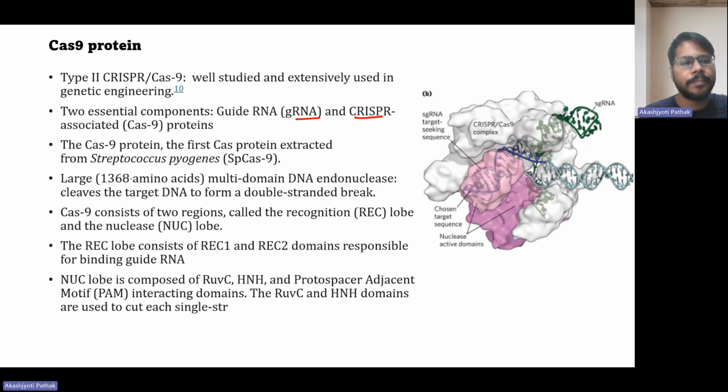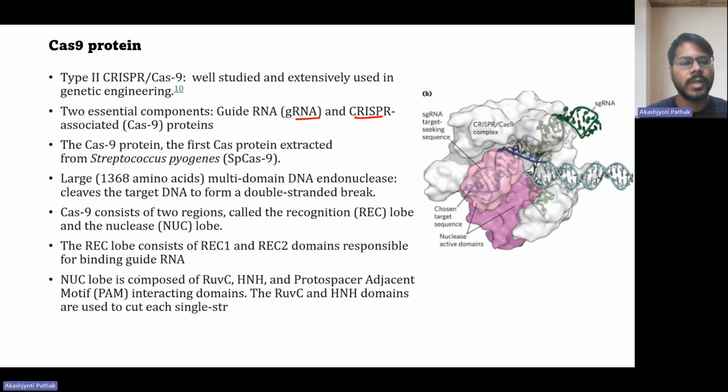It is a large protein of around 1360 amino acids, and it has multiple domains. There are two main domains present in the Cas9 protein: one is the recognition lobe and another is the nuclease lobe. The recognition lobe is mainly involved in binding to the transcribed cRNA region, or the hairpin-like structure that was present in the transcribed RNA. That is recognized by this recognition lobe. These are the recognition lobes, REC1 and REC2.